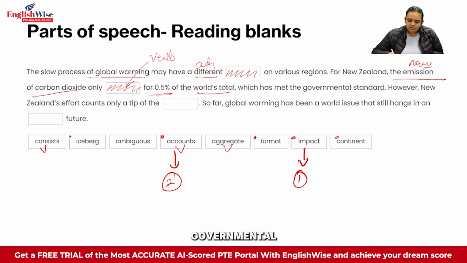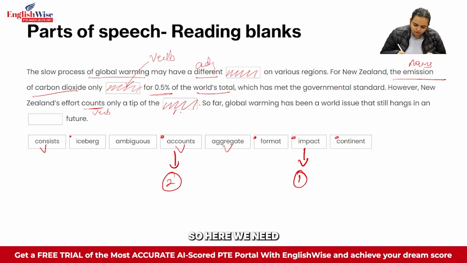Which has met the governmental standard. However, New Zealand's effort counts only a tip of the dash. Let's read this without the blank. New Zealand's efforts counts only a tip of the. This doesn't make sense, guys. Either we need a noun or the verb. Again, counts is the verb given already. So here we need a noun.